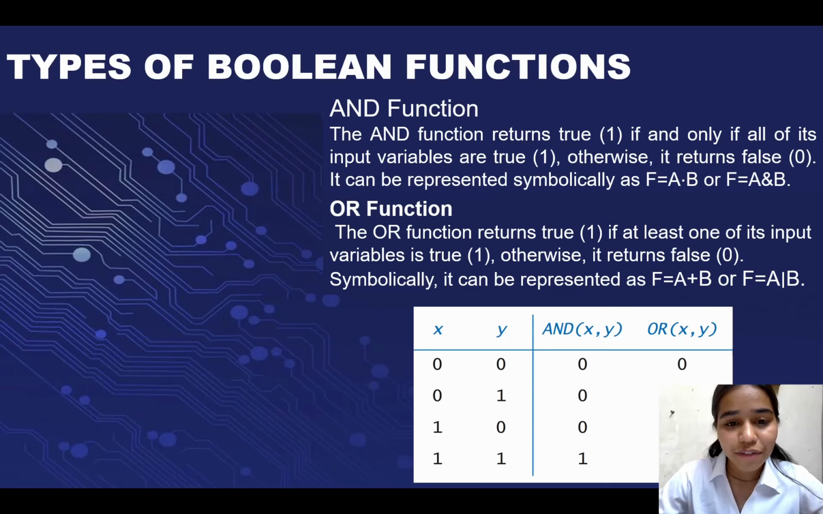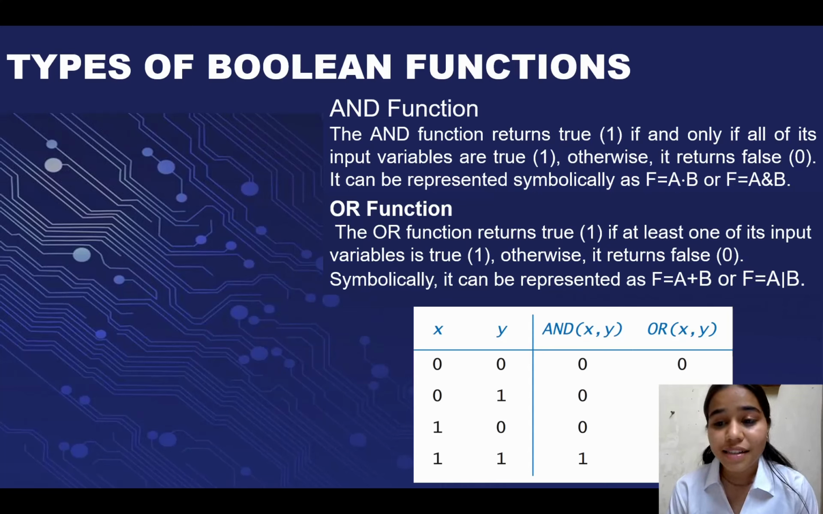The main ones are the AND function, the OR function, and the NOT function. The AND function returns true, 1, if and only if all its input variables are true, meaning 1; otherwise it returns false, 0. It can be represented symbolically as f equals a dot b or f equals a and b. OR function. The OR function returns true, 1, if at least one of its input variables is true. Otherwise, it returns false, 0. Symbolically, it can be represented as f equals a plus b or a or b.